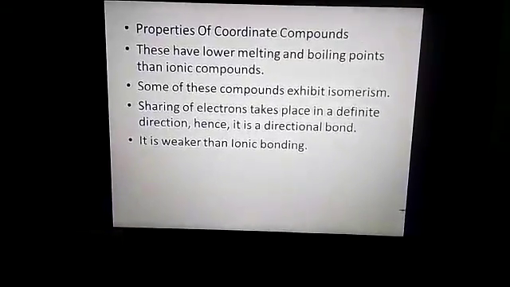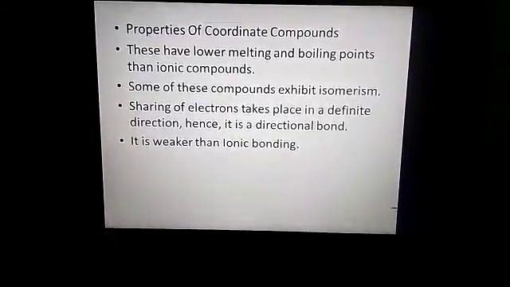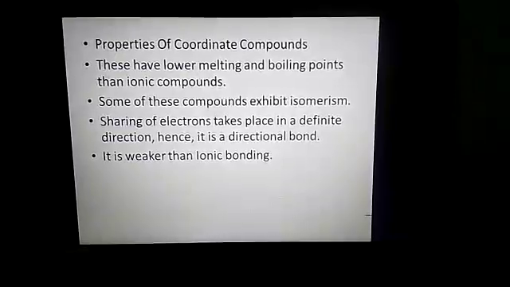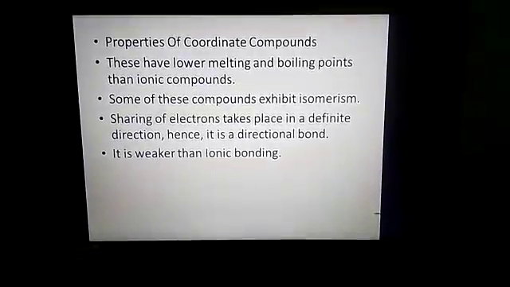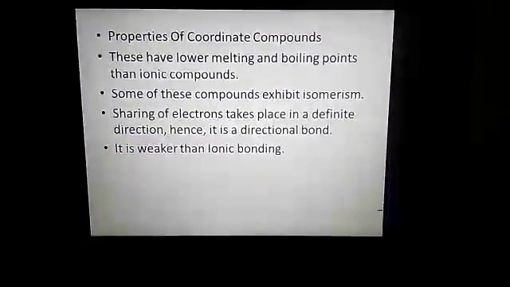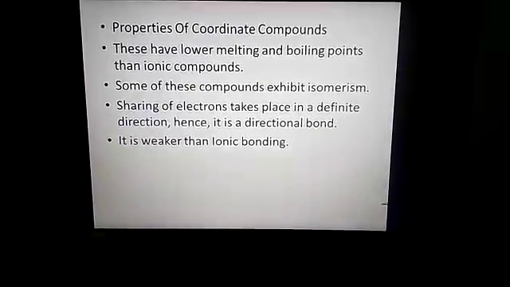So what is a coordinate bond? It is the bond formed between two atoms by sharing a pair of electrons provided entirely by one of the combining atoms. The formation of hydronium and ammonium ions are examples of coordinate bonds. So we have completed chemical bonding.